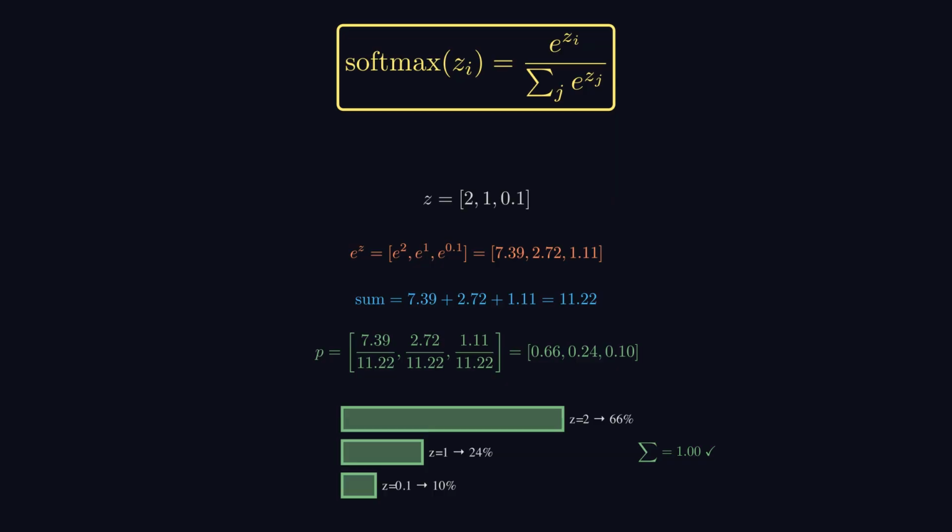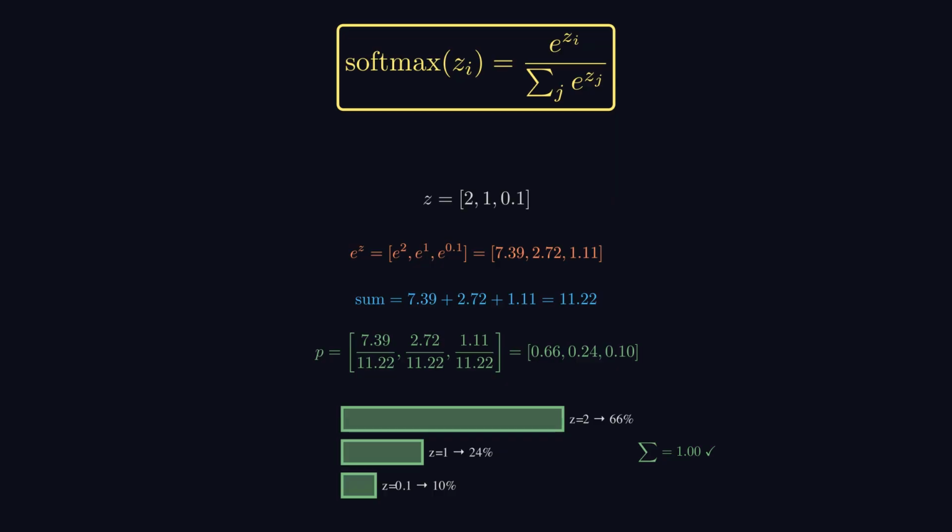Let's compute an example. Logits 2, 1 and 0.1. The exponentials: e squared is about 7.39, e to the 1 is 2.72, e to the 0.1 is 1.11. The sum is 11.22. So the probabilities are 7.39 over 11.22 equals 0.66, then 0.24, then 0.10. The largest logit gets the highest probability, but every option gets some probability.